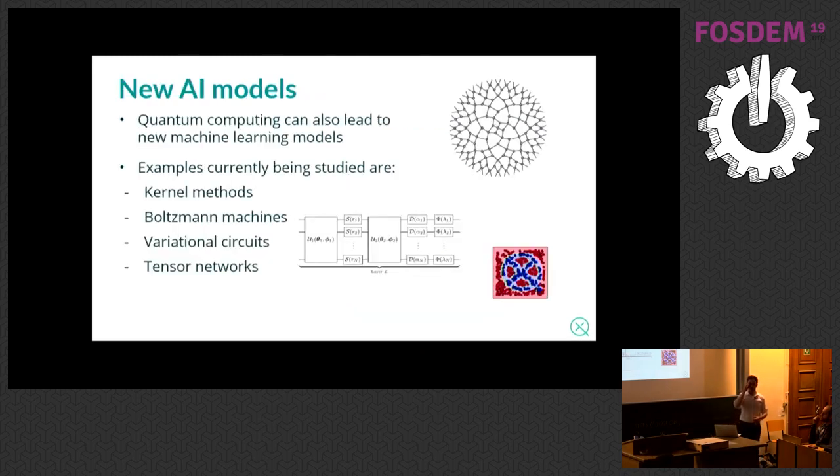I mentioned before, these are some of the things currently being looked at in the literature. We have kernel methods, using quantum circuits to embed, to encode classical data, and then doing quantum measurements, which are essentially linear algebra and inner products in a high-dimensional vector space. Things like Boltzmann machines and variational circuits have gone really big lately. Variational circuits are where we have a quantum circuit that has parameterized gates.